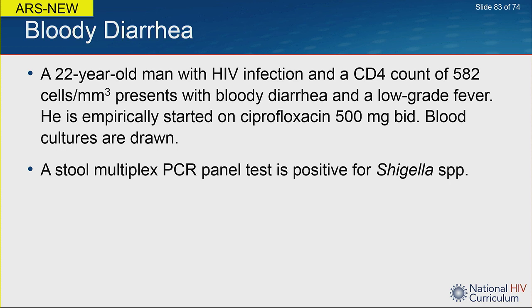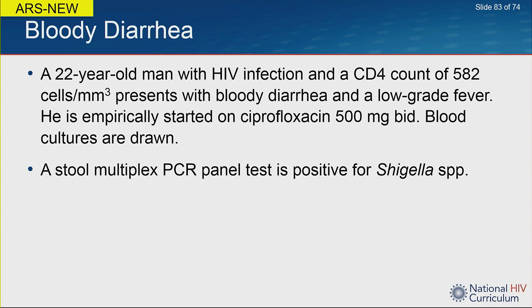That's exactly right. Sulfadiazine, the high dose, is effective, and the guidelines clearly say that. So let me now go to the last case. A 22-year-old man with HIV infection, CD4 count of 582, presents with bloody diarrhea and a low-grade fever. He's empirically started on Cipro 500 BID. Blood cultures are drawn. A stool multiplex PCR panel test is positive for Shigella.